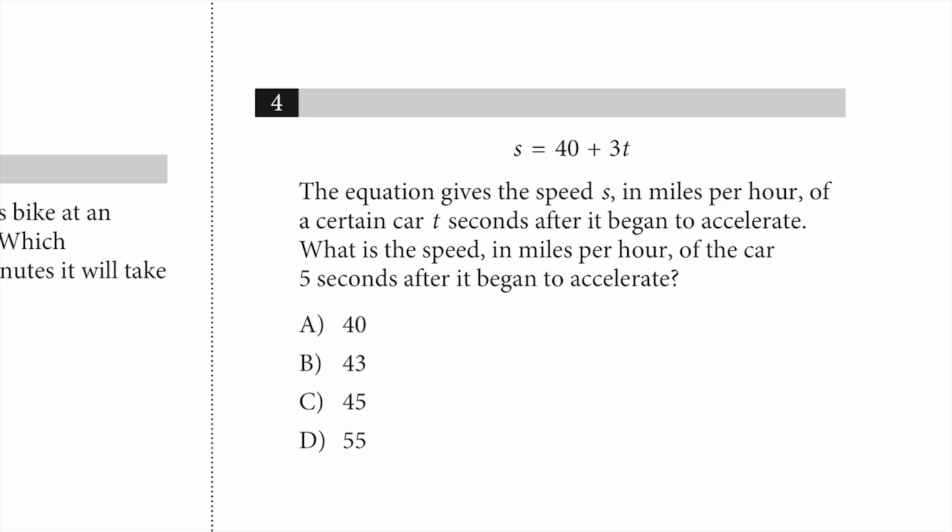The equation gives the speed s. So we have s equals 40 plus 3t. The equation gives the speed s in miles per hour of a certain car t seconds after it began to accelerate. What is the speed in miles per hour of the car 5 seconds after it began to accelerate? So that's just going to be 40 plus 3 times 5, which is 40 plus 15. That's just going to give us 55, which is answer choice D.